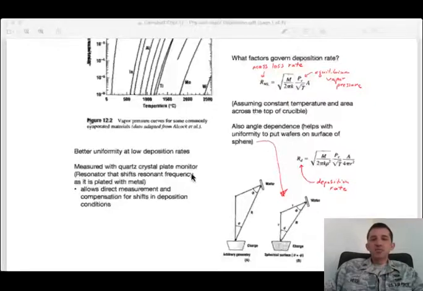However, as it's plated with metal, right, the mass of that resonator changes, and so does its resonant frequency. And so you can correlate the change in resonant frequency to the mass change, which then you can back out the thickness change. And so you just have this little resonator in there that gets coated along with everything else, and it allows you to measure how fast you're depositing the metal.